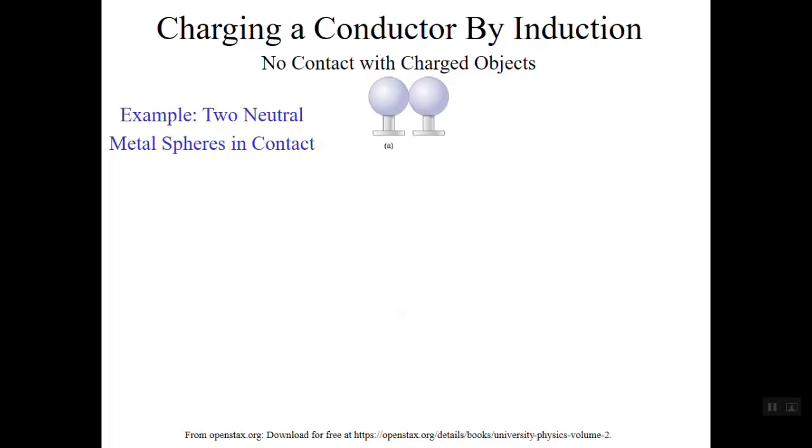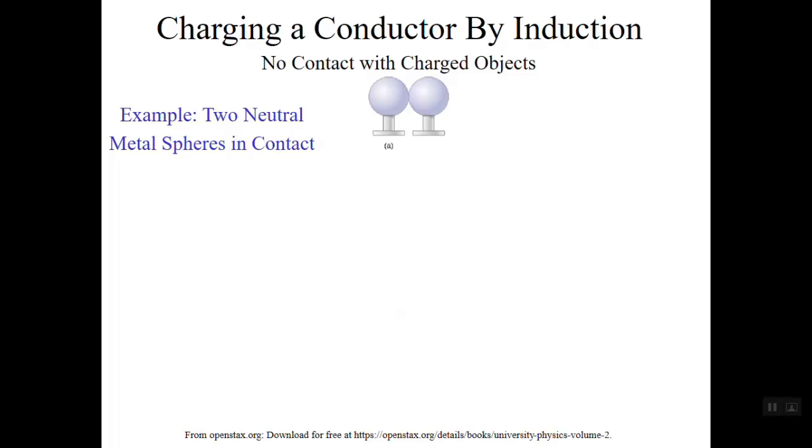Let's examine another different type of charging that is unique to conductors, a type of charging that can happen without the conductors coming into contact with charged objects. Let's see how that happens. Imagine we start out with two neutral metal spheres in contact, like that shown here.